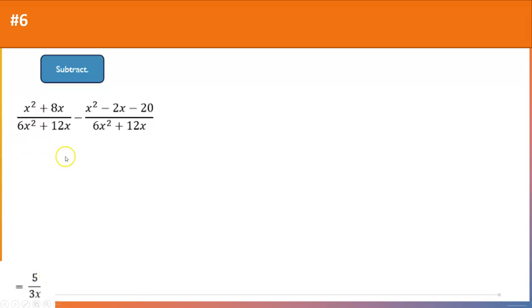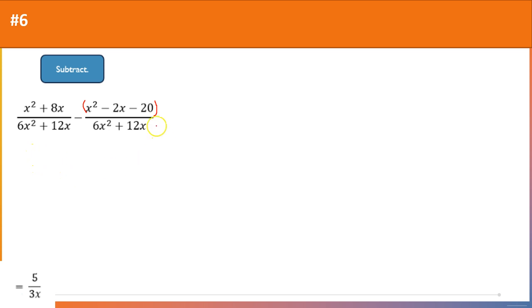Number 6, this one is a subtraction problem. So if we look and we see that the denominators are the same, all you have to do is subtract the numerators, the two numerators. Remember, this is all condensed. They're all contained within these parentheses here.